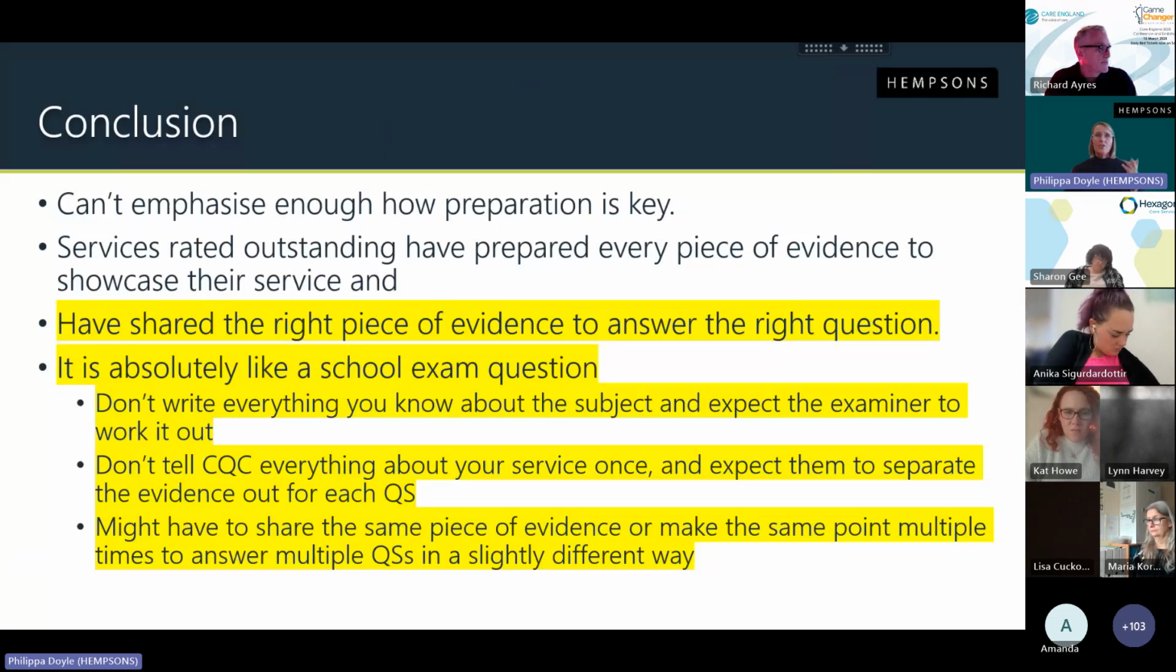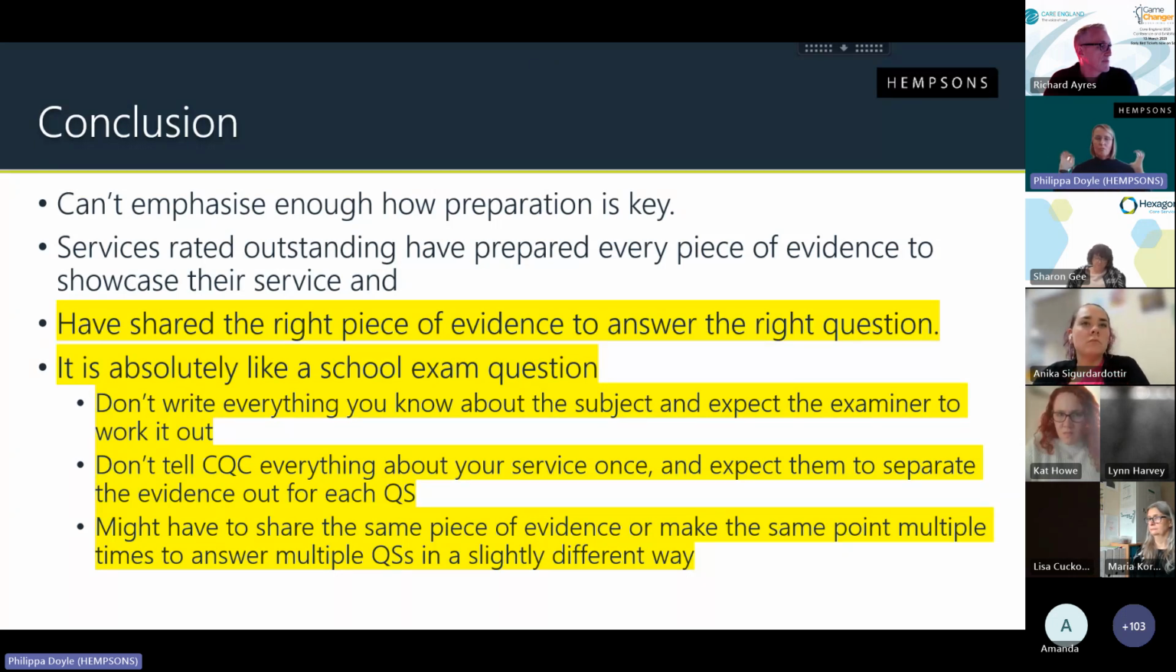Those services that are rated outstanding have prepared every single piece of evidence to absolutely showcase their service. And they've shared the right piece of evidence to answer the right question. So as I say, and I've highlighted it on the slide as well, because I do think it's really, really important in the way that CQC are assessing you now. It is absolutely like a school exam.